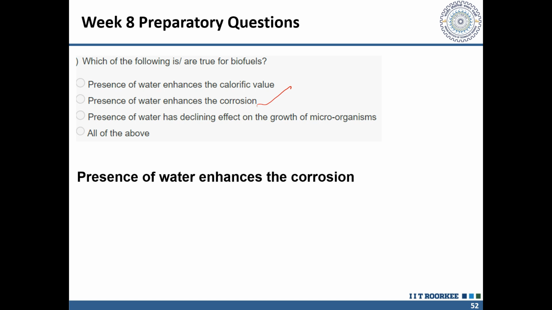If we see, microorganisms grow only where there is water. So the option of a declining effect on microorganisms is not the right answer, because water has a good effect on the growth of microorganisms. It promotes their growth. Also, oil fuels have high calorific value, but if there is water present in it, it doesn't have a good calorific value. Therefore, the correct answer is that presence of water enhances the corrosion.